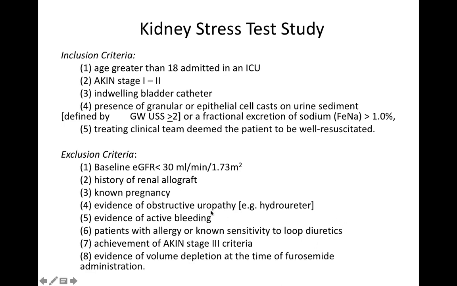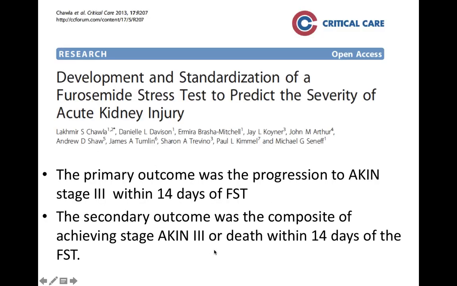And as I mentioned, we excluded patients who were actively bleeding, patients with profound CKD, and patients who had any obstruction. And the primary efficacy endpoint was progression to stage 3, so patients with stage 3 were obviously excluded. And so the primary efficacy outcome was, can we predict whether you progress on to stage 3 AKI within 14 days of FST? And we also looked at the composite of AKI and death in case there were some issues regarding censoring with this. This was published in 2013 in Critical Care Medicine.